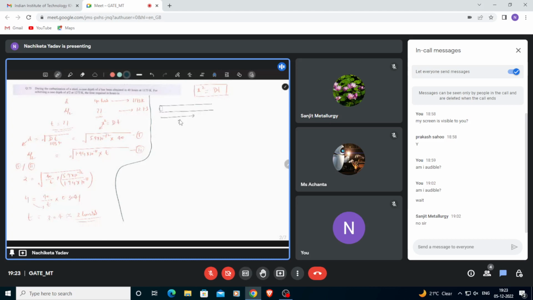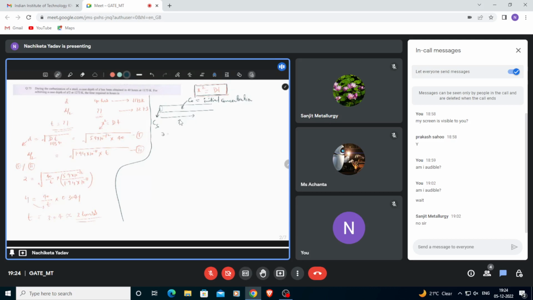Suppose this is a rod and this is C0, the initial concentration. I want to prove this equation. How to prove? C0 is the given initial concentration, and suppose the surface concentration is Cs.